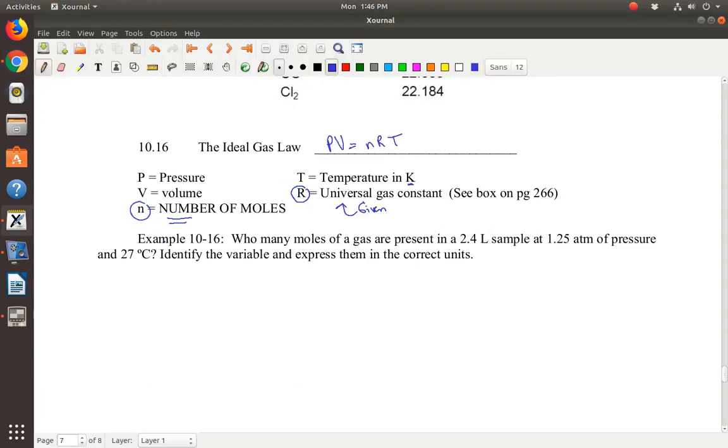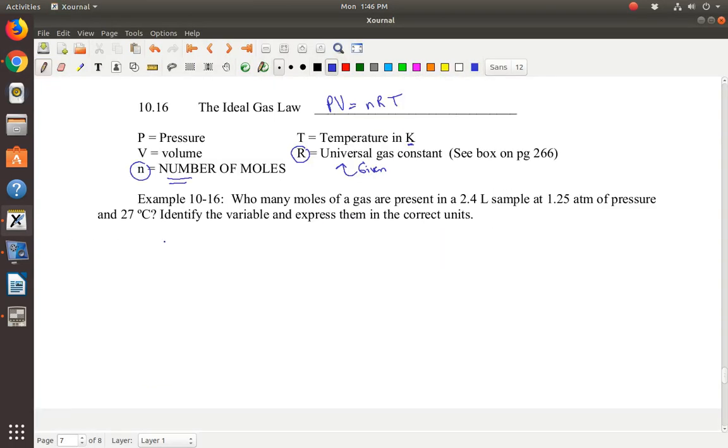So let's go to this first question. How many moles of gas, so how many moles, remember, that's the n, of gas are present in 2.4 liters at 1.25 atmospheres of pressure? There's your volume, and 27 degrees Celsius, that's the temperature. Well, remember, always mark, I have a P, a V, an n, and a T. Well, what's the only formula that has all that? P, V, n, and T? Well, that's the ideal gas law.